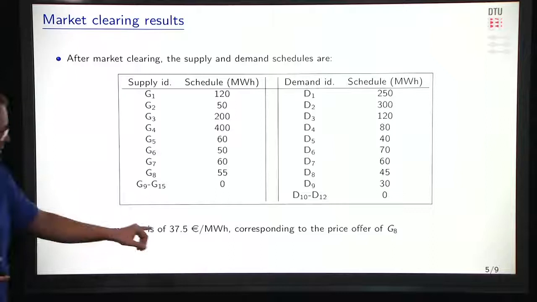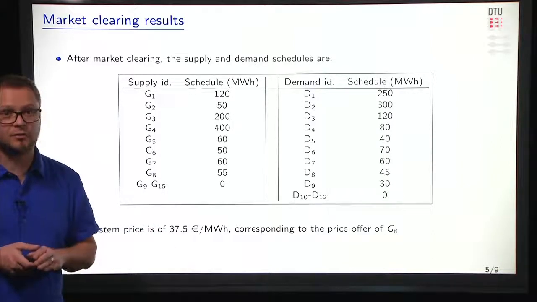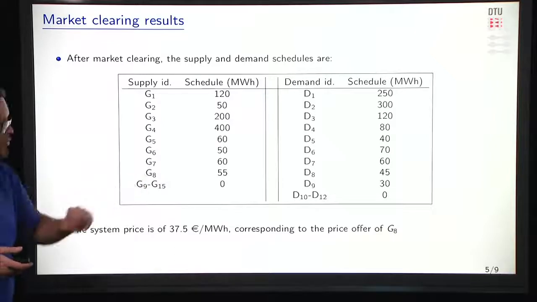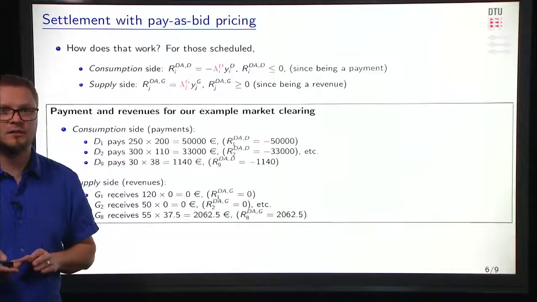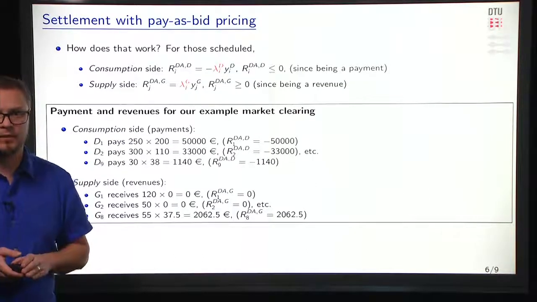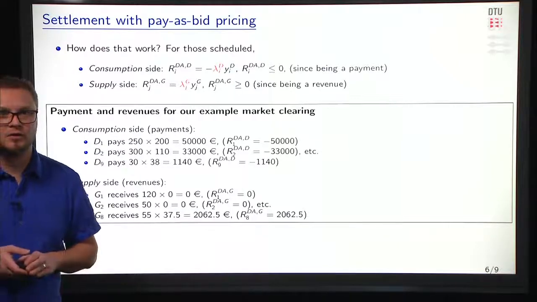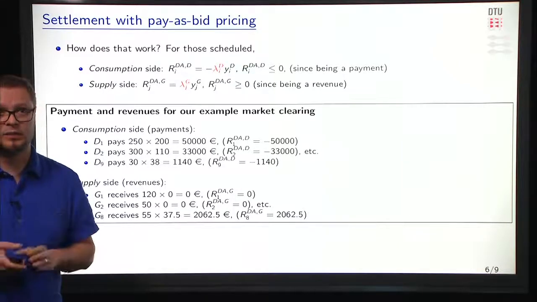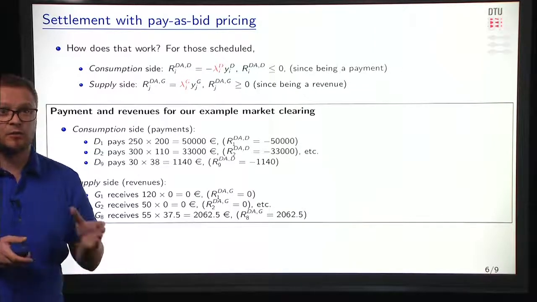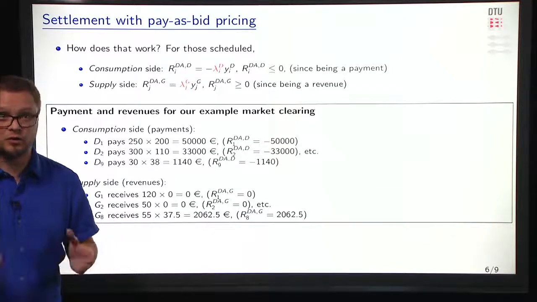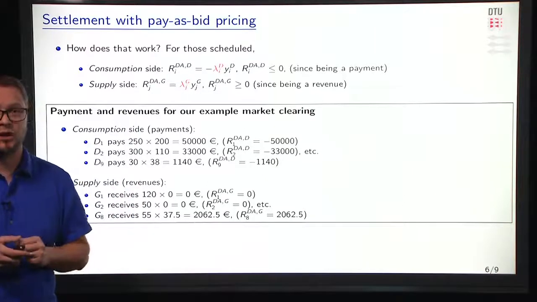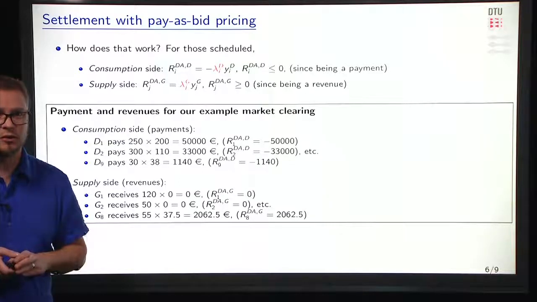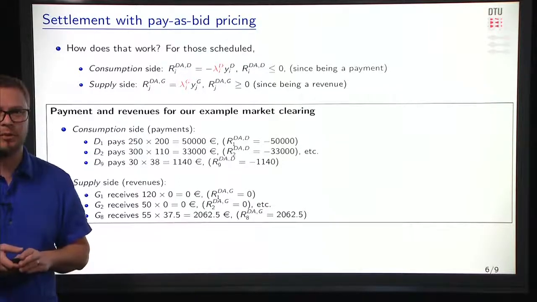Remember also the system price, which is 37.5 euros per megawatt hour and which corresponds to the price offer of G8. Now that we have set the scene, let's look at the first approach, settlement with pay-as-bid pricing. So how does that work? Pay-as-bid pricing relies on the basic idea that if you offered a certain price to supply, then this is the price you're going to receive for what you supply through the market. Similarly, on the consumption side, if this was the price you were ready to pay for each and every unit of energy to consume, this is the price you're going to end up paying.